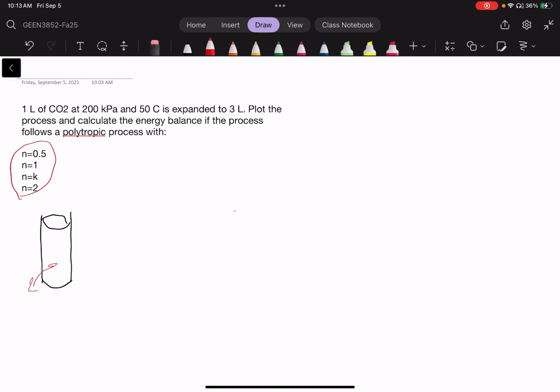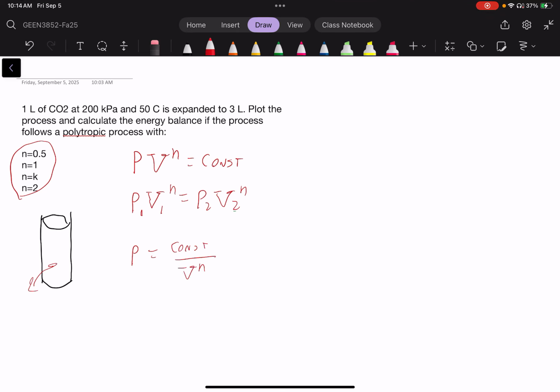Here we're given 4 values of N, and we can remember that a polytropic process is one where PV to the N is constant. That means P1 V1 to the N is equal to P2 V2 to the N, and we can solve for the different states. If we know pressure 1, volume 1, and volume 2, and we can calculate an N, we can calculate the pressure. The other thing to remember is that if I solve this, we have P equal to some constant divided by V to the N.